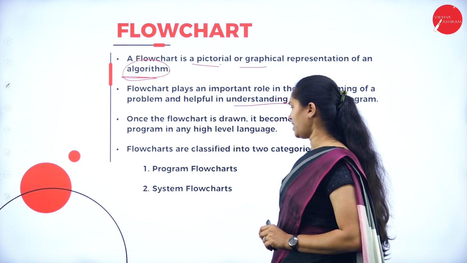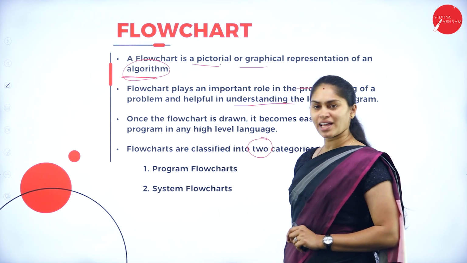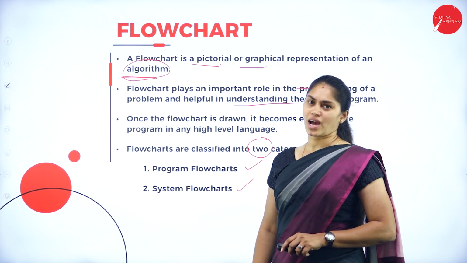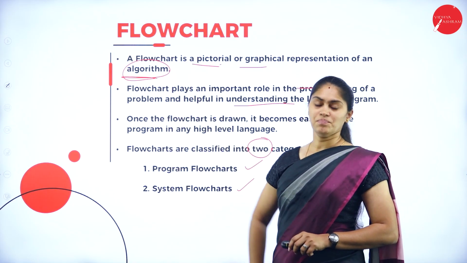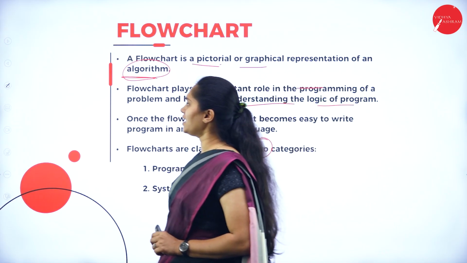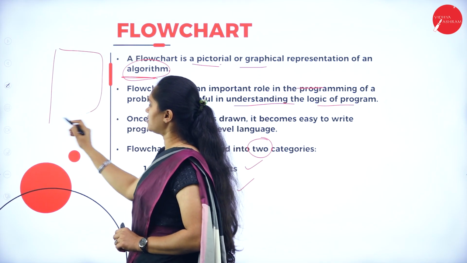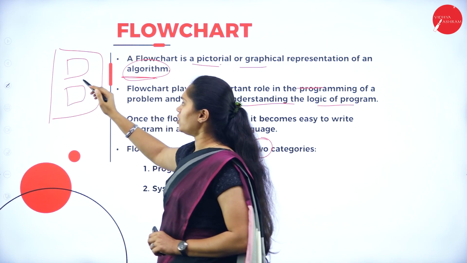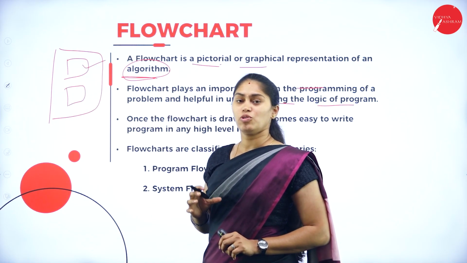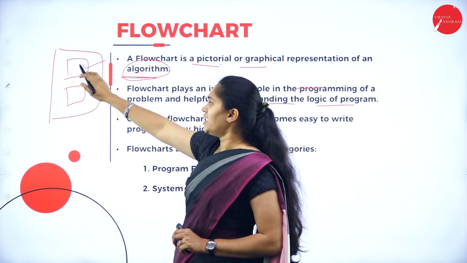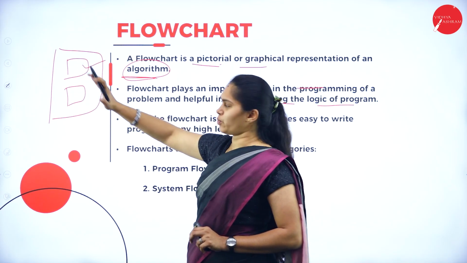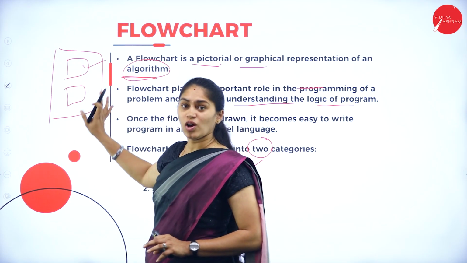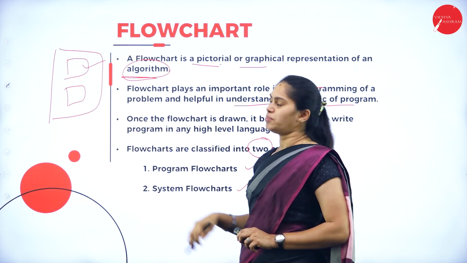Then what are the types we have? It is classified into two categories. One is program flowchart and another one is system flowchart. For example, consider that this is a whole system, and in that we have different programs. The program flowchart is going to specify the flow of data in a particular program sequence, but the system flowchart is going to specify the flow of a whole system.